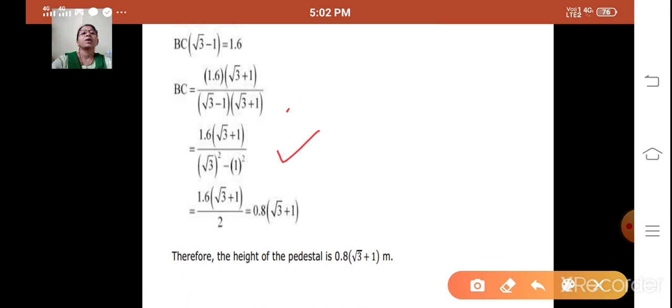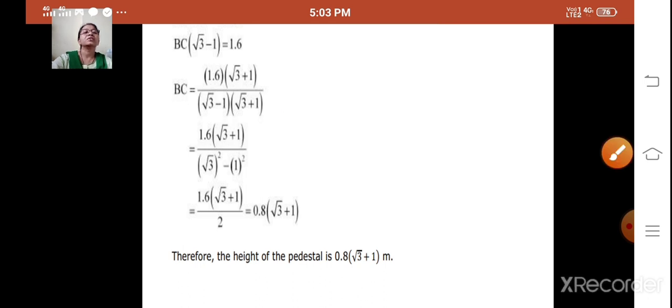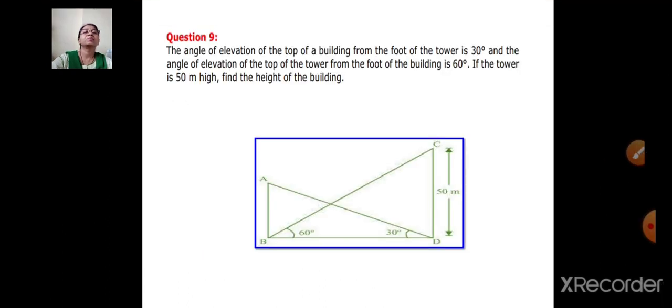So again 1.6 into (root 3 plus 1) divided by root 3 square, which is 3, minus 1, is 2. Now divide that 1.6 by 2, you will get 0.8 into (root 3 plus 1), right? BC, which is the height of the pedestal. So therefore the height of the pedestal is 0.8 into bracket root 3 plus 1 meters. Understood? Yes. Now next sum.